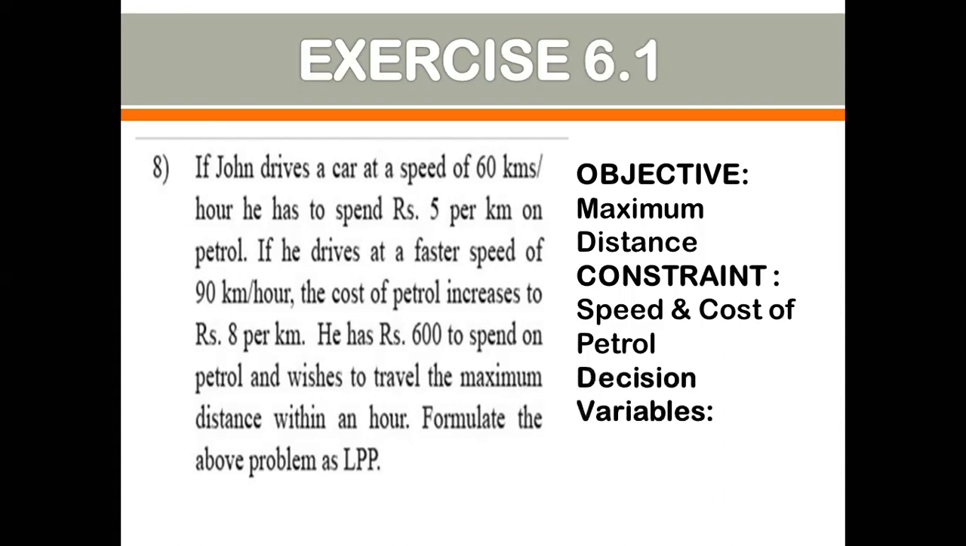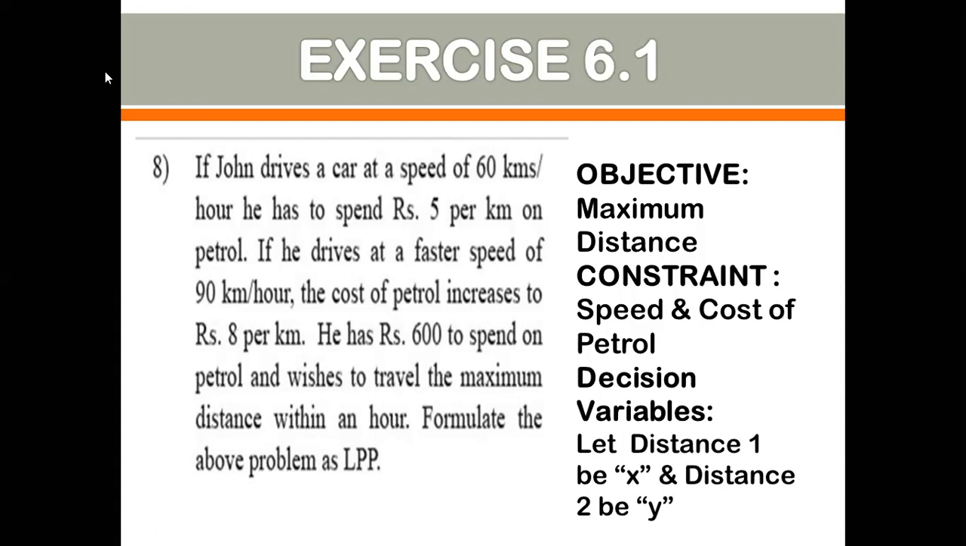So what will be the decision variables? The decision variables will be, let the first distance be x, that he is traveling at a speed of 60 kilometers per hour. And the second distance, let it be y, that he'll be covering at 90 kilometers per hour. So is the question clear? Basically the distance covered at 60 kilometers per hour is x, at 90 kilometers per hour is y, and this distance he has to cover within an hour, that is within 60 minutes.